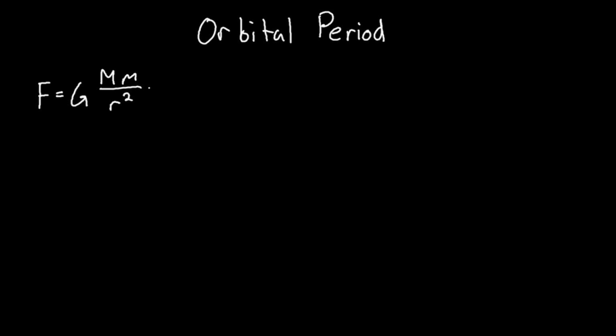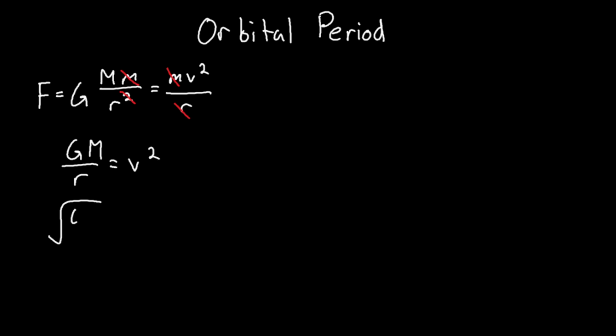So here's the thing, you can set centripetal force equal to the universal law of gravitation. The universal law of gravitation describes force, so you can set centripetal force equal to your universal law of gravitation, since both of them represent the same forces. Now you can cancel out m, and you can cancel out the exponent here and the r down here. So you get left off with the formula GM over r is equal to v squared. Well, you can square root both sides, so GM over r square rooted is equal to velocity. Alright, now we have velocity.